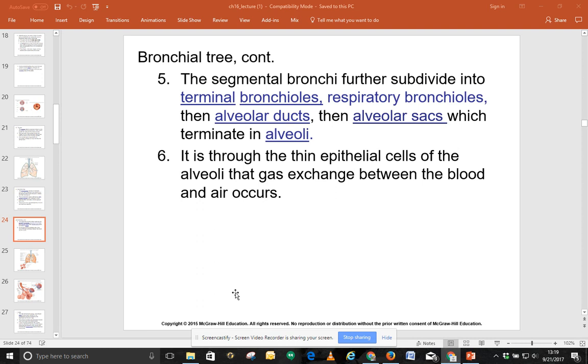The alveoli, and I'm sure we'll see some pictures, or if you can see them under a microscope, are like little bunches of grapes, and they are all interconnected to each other. It is through the thin epithelial cells of the alveoli that the gas exchange between the blood and air occurs. So you have blood vessels running around the alveoli that are bringing blood to the alveoli and taking the blood away from the alveoli to supply the body with oxygen and nutrients from the air.